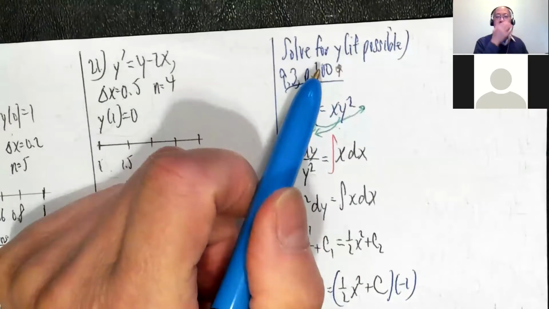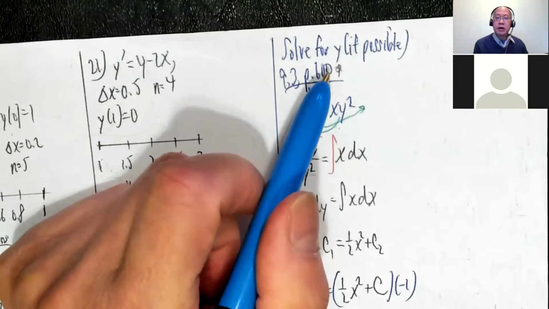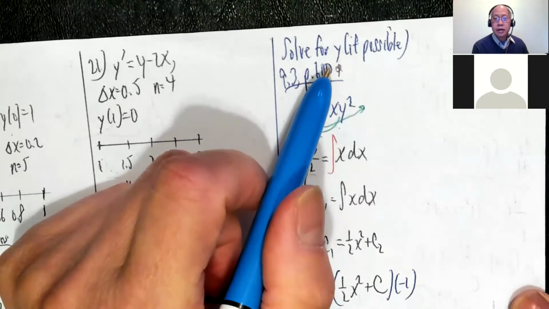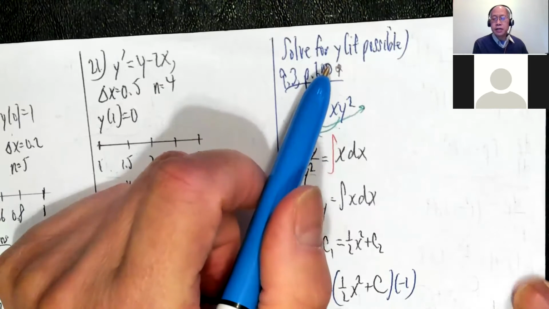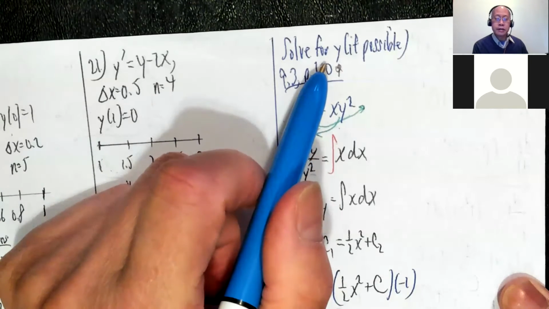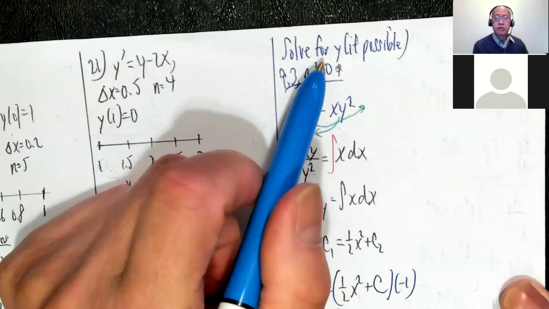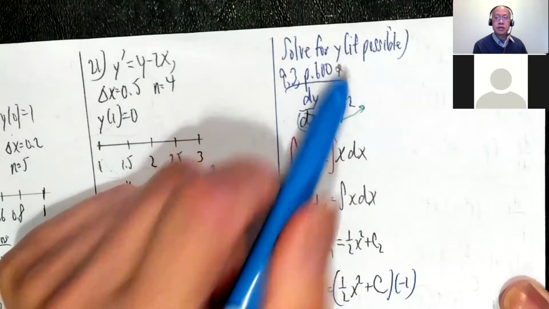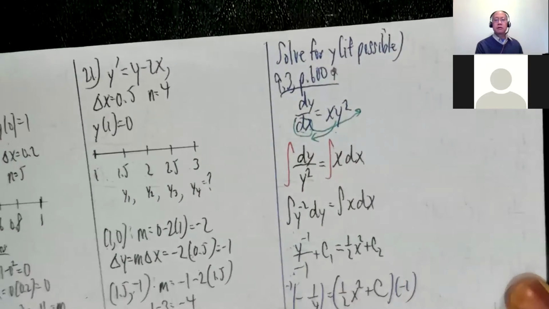And then solve for y if possible. Now, if it's not possible, then don't even bother. And in some sense, that's actually better for you because it's less work. If you cannot solve for y, then don't. Just leave the problem alone. There will be some problems where you cannot solve for y, and you just leave it alone. Okay.